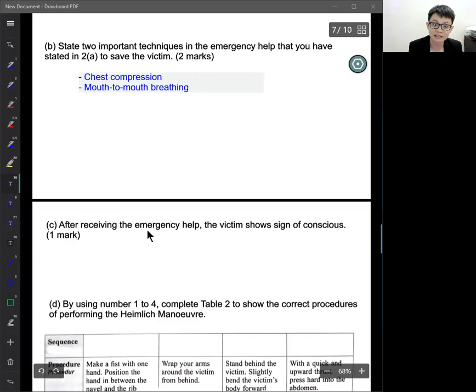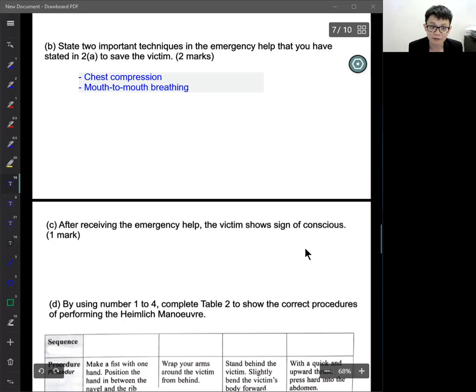So after receiving the emergency help, if the victim shows conscious, it means the person already starts to breathe. When the person starts to breathe, you don't do CPR. It's very awkward and very weird. Maybe because it's a pretty girl, so even though she wakes up, you continue to do CPR.